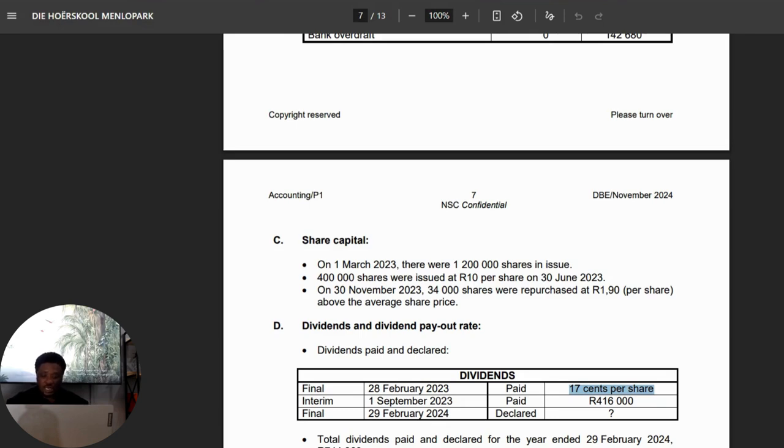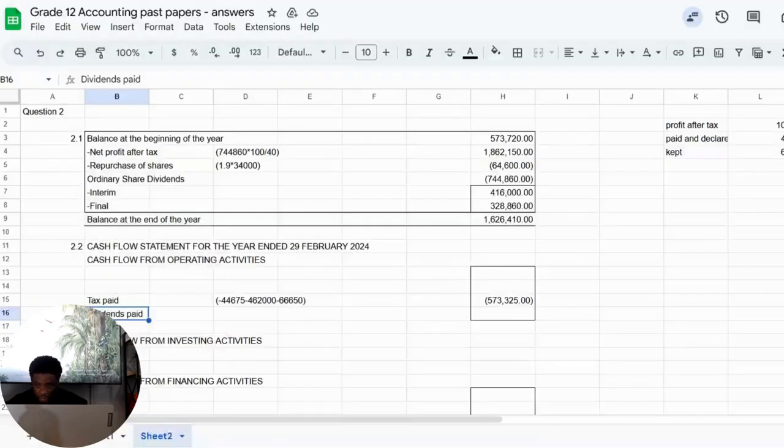So in this case, for the first part of this calculation, we're going to say 17 cents multiplied by 1.2 million. So this would be the first payment. So it's going to be 17 cents, so I'm going to say 0.17 multiplied by 1.2 million.